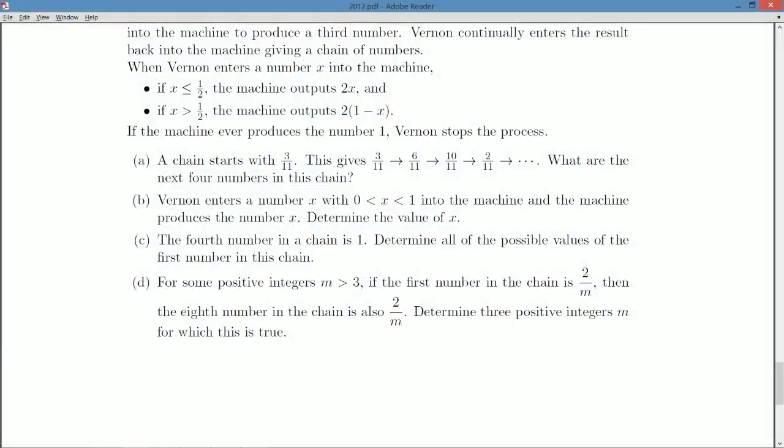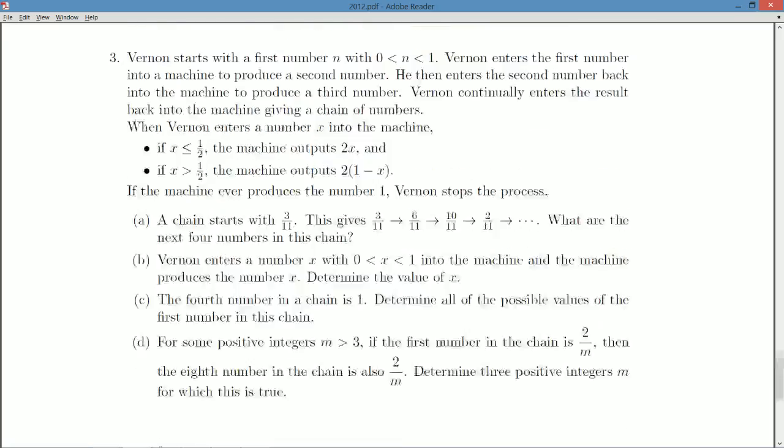You'll notice they threw in the greater than 3 because in part B we figured out that if it's just 2 over 3, then we just keep getting 2 over 3, 2 over 3, so that would trivially be true. So greater than 3 positive integers, 127, 43, 129. These are in fact the only ones that work. And that concludes the contest.